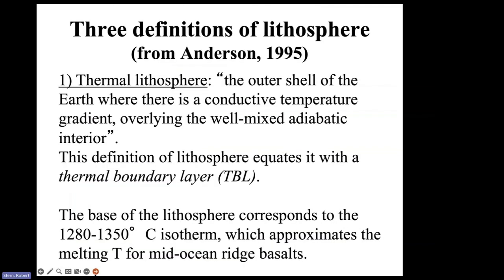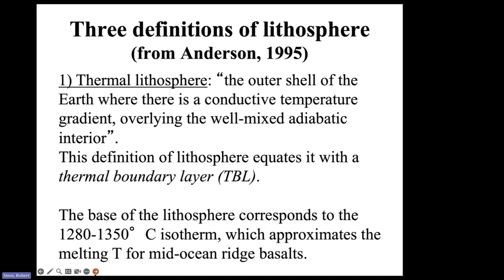So now, one of the papers in the readings, for those that want to learn more, is this paper of Anderson, 3 definitions of lithosphere. One of them is thermal lithosphere, which he quotes as the outer shell of the Earth where there's a conductive temperature gradient overlying the well-mixed adiabatic interior. And this definition of a lithosphere equates it with a thermal boundary layer, TBL. You don't have to know that for the midterm. It's useful to have heard about a thermal boundary layer.